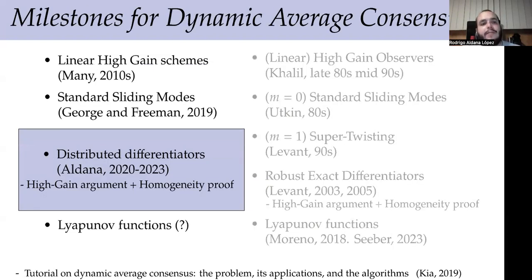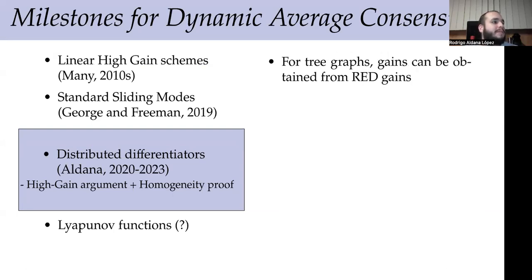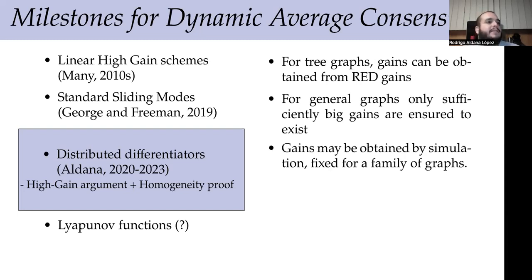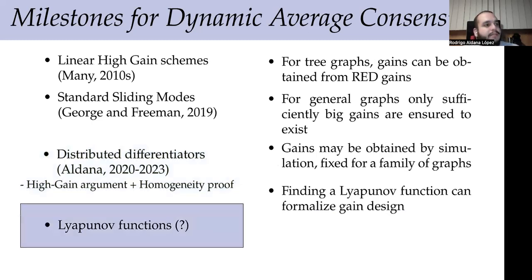So let me return to these slides, which is a comparison of the development of differentiation with the development of algorithms for dynamic average consensus. And up to now, what we have at this point is that, of course, for tree graphs, the gains can be obtained from robust exact differentiators due to this similarity. There is a direct connection between robust exact differentiators and the distributed differentiator for a tree graph. For general graphs, we have only shown that there exist sufficiently big gains, and this can be obtained, let's say, for a family of graphs through simulation, okay?